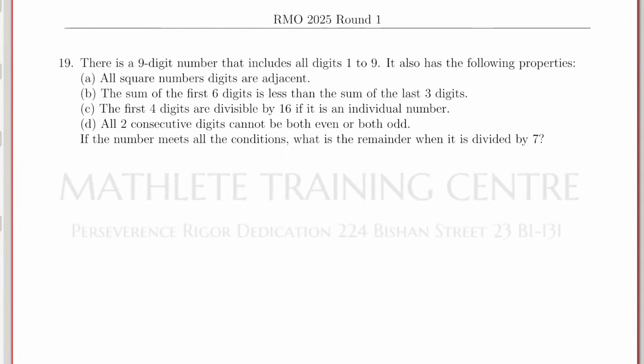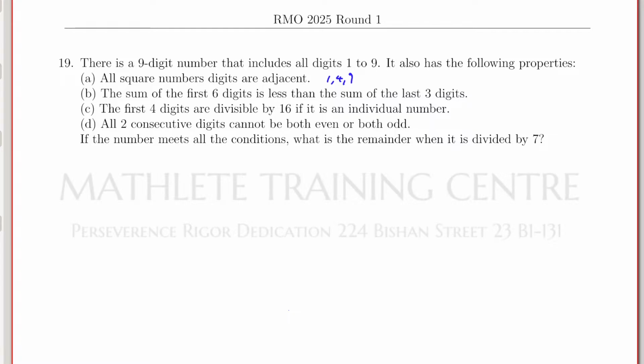Okay, question number 19. We have this 9-digit number that includes all the digits from 1 to 9, and also has the following properties. All square number digits are adjacent. What does that mean? That means you have 1, 4, 9, and they are all beside each other. Then the sum of the first 6 digits is less than the sum of the last 3 digits.